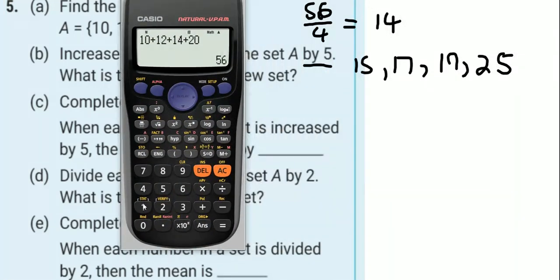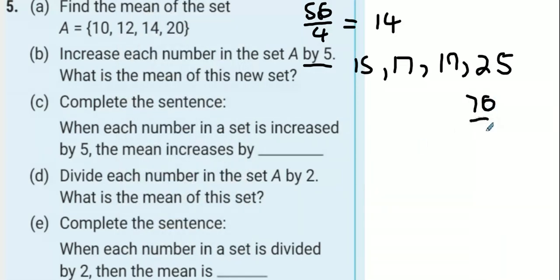So you did 15 plus 17 plus 19 plus 25, and you got 76 divided by 4, and you all said it's 19. So by increasing every number by 5, we increased the mean by 5 as well, didn't we? Does that make sense? We increased every number by 5. That means we increased the average by 5 as well.